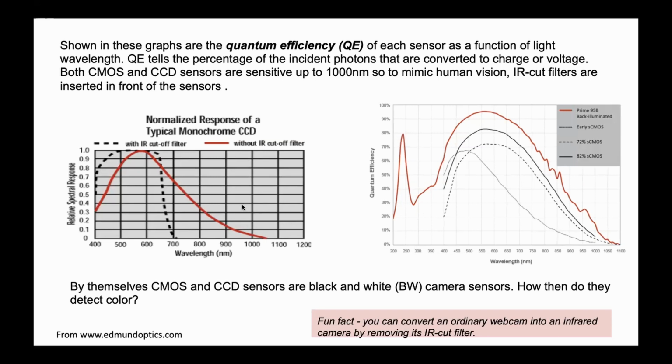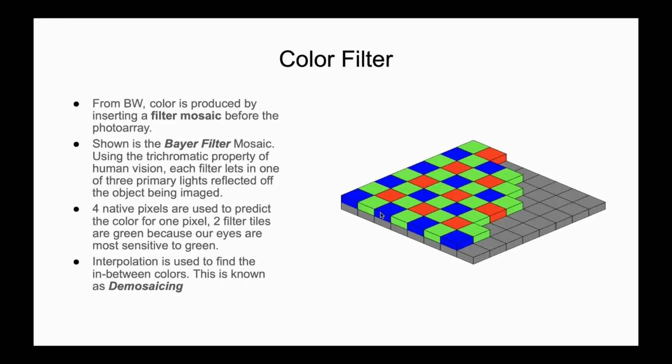So essentially, by itself, a monochrome CCD or CMOS sensor is a black and white camera. So how then do they detect color? In front of the pixel array, you can put filters matching the pixel location. In particular, we can put a filter mosaic. Shown here is what is known as a Bayer filter.